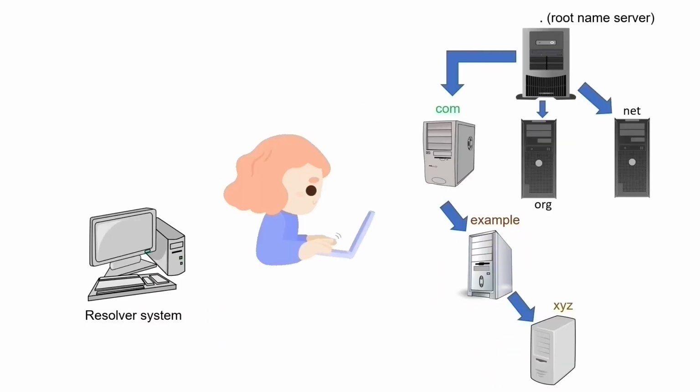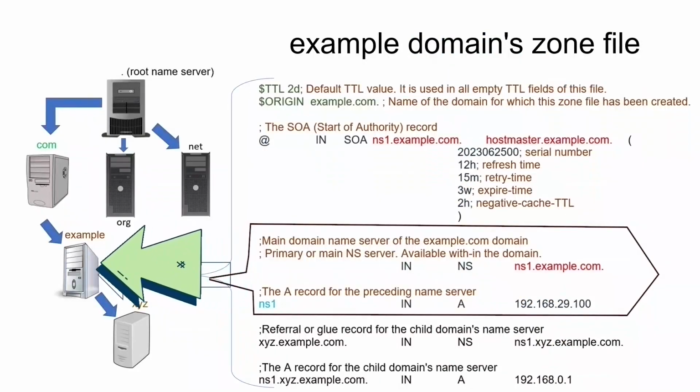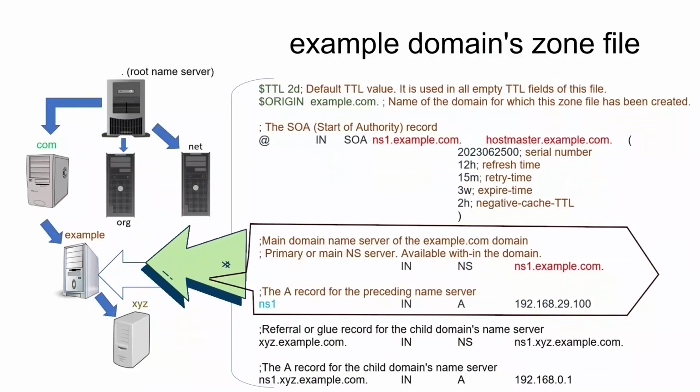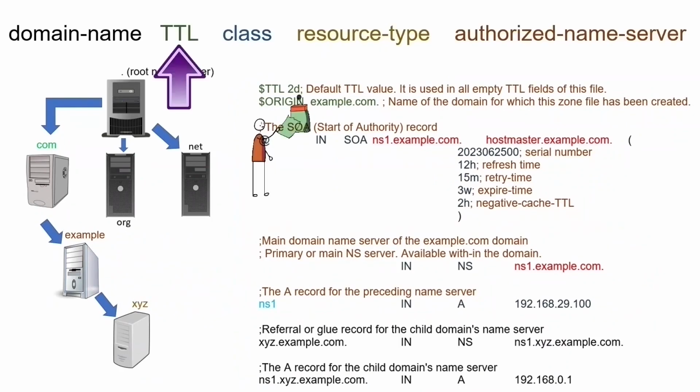We need to create authoritative name server records in the domain's zone file. For example, if we want to create name server records for the example domain, we need to add authoritative name server records in the example domain's zone file. The name server record uses the following syntax. This field defines the maximum time resolver systems can cache this record. If we leave this field blank, DNS uses the default value of the TTL directive.